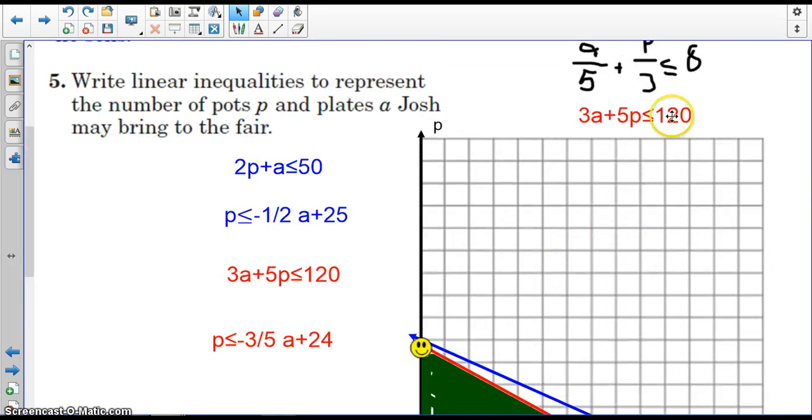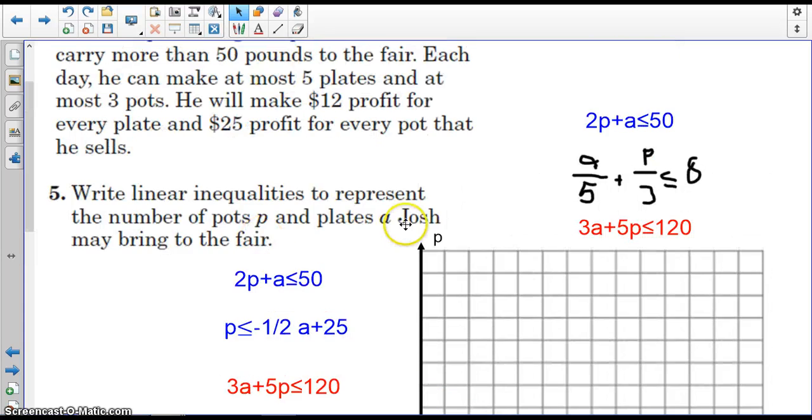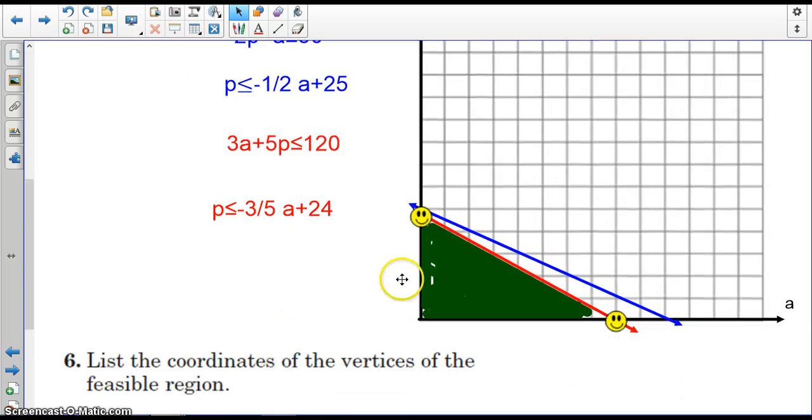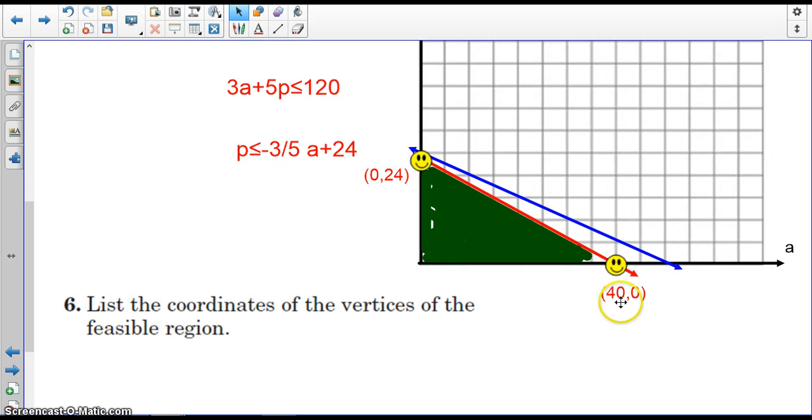The red one comes from, if you look back up here, how long he had to make his products, his pots and plates or whatever. So anyway, you have what this is. It turned out to be 0, 24. Okay, that's this right here. Y-intercept is 24. X-intercept is 40. When I say Y-intercept, that's P-intercept and A-intercept. And so 0, 24, and 40, 0.